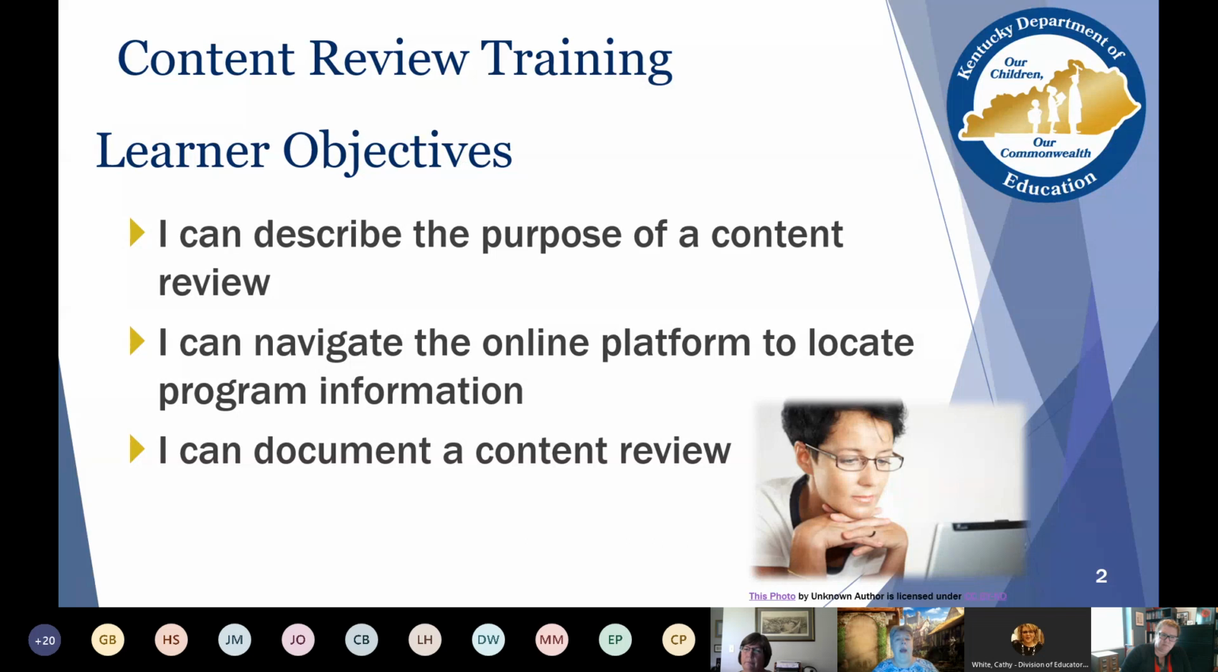We anticipate that you will be able to describe the purpose of a content review, that you'll be able to navigate the online platform and locate the program information that you have been assigned, and that you can then complete the documentation needed in order to demonstrate your content review.